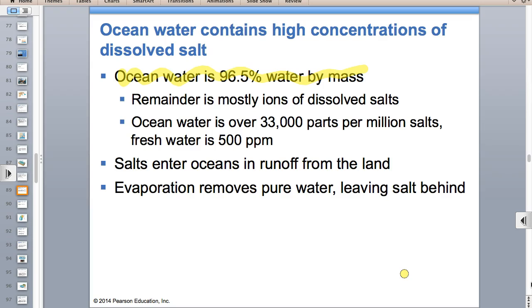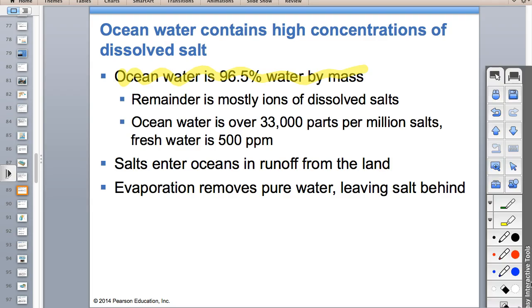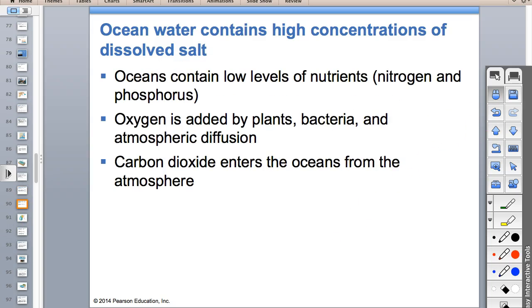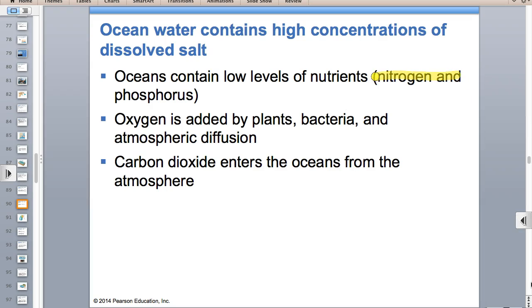It's very interesting to me. So anyway, the salt's left behind, and you guys know that when water evaporates to make rain, for example, the salt doesn't go anywhere. Oceans also contain low levels of nutrients, nitrogen and phosphorus.